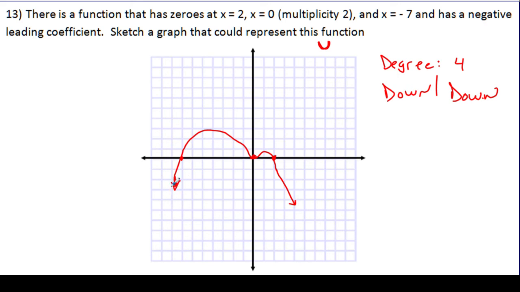Again, this is a rough sketch. It may go way higher before it comes back down and bounces, and it might go way high again. We don't know that. We just know about multiplicity. We know that it's heading down, down, and we know what the zeros are in this case. So we have a couple more problems.